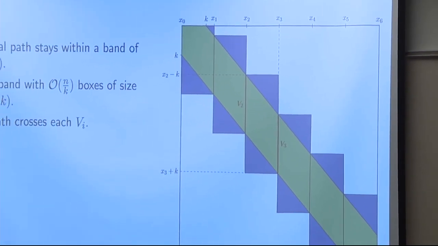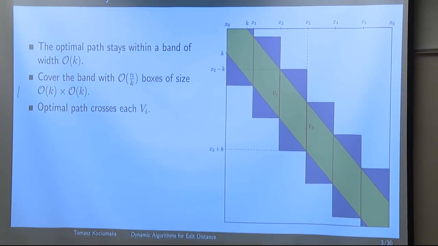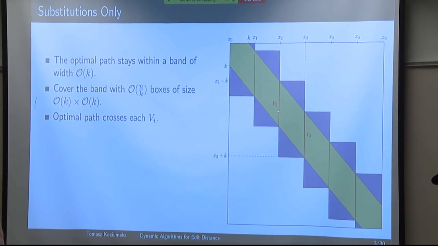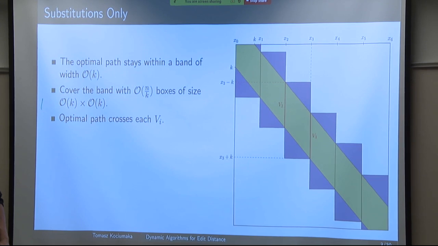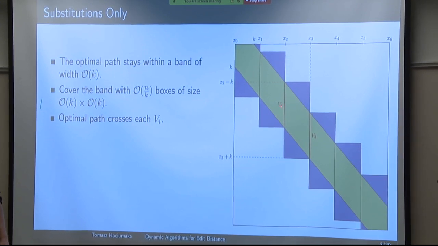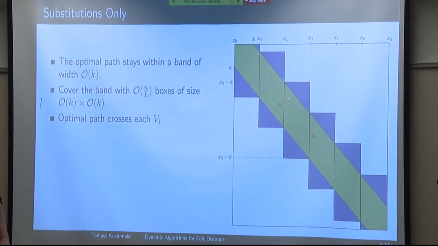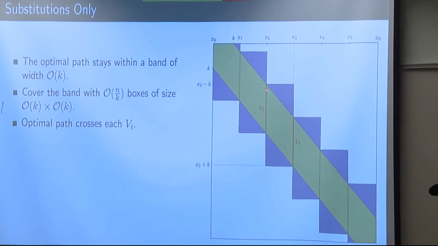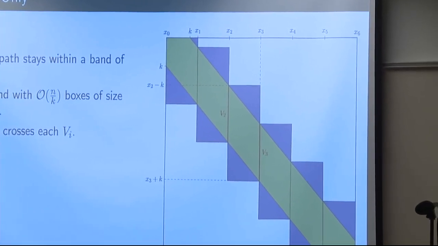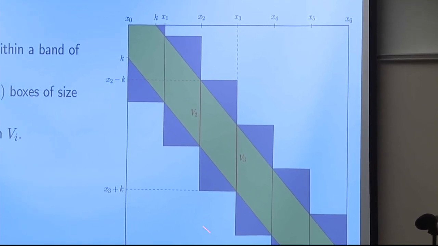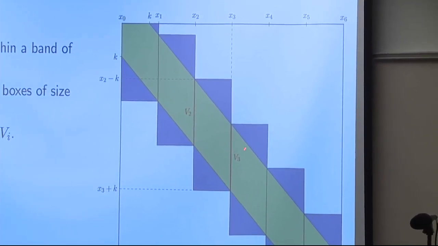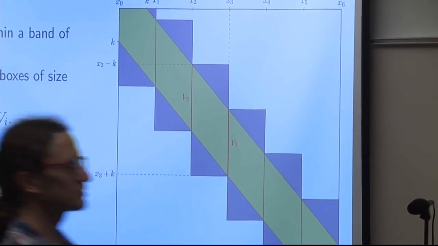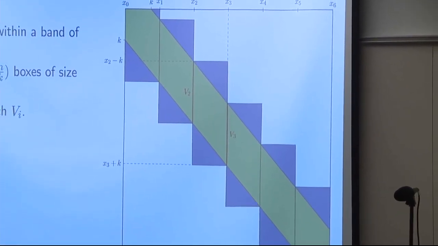And now, let me define the common vertices between two neighboring boxes, which is denoted by vi. So v2 would be, for example, the common point of the second and the third box. And now this shortest path needs to start at the top left corner, and then it needs to go over all these sets vi until it reaches the bottom right corner.